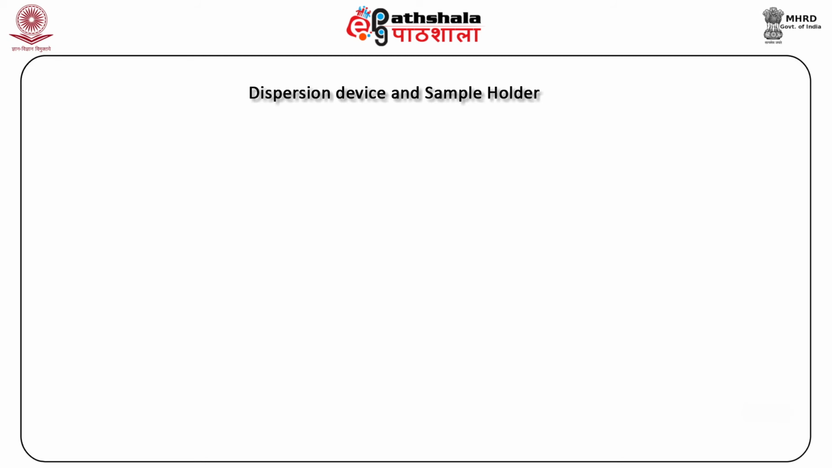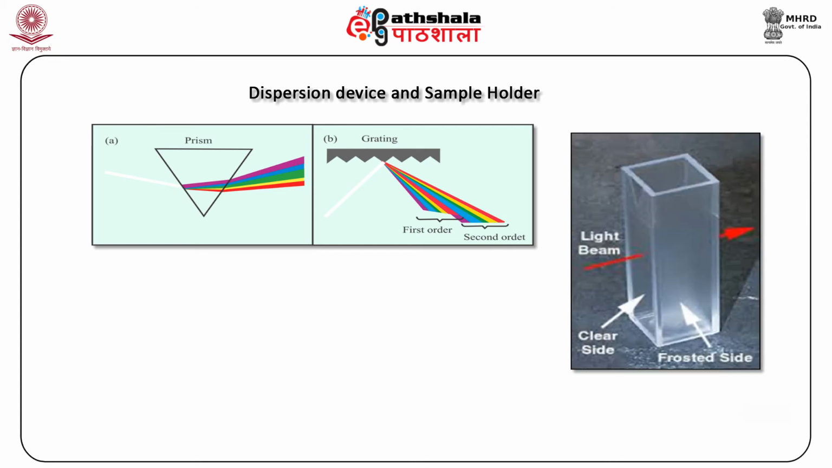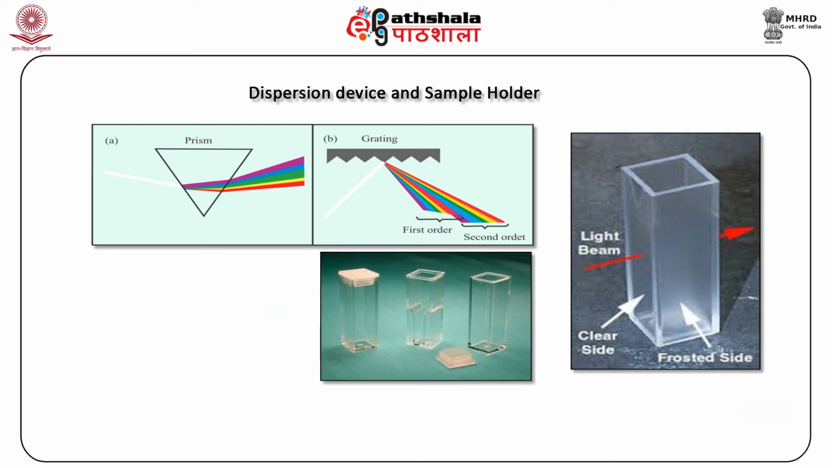Two types of dispersion devices, prisms and holographic gratings, are commonly used in UV visible spectrophotometers. In modern spectrophotometers, diffraction gratings are used as they are cheaper, easier to make, and give superior performance. The sample to be detected is placed inside the cell compartment of the spectrophotometer, and the monochromatic light is passed through the cell. The container which holds the sample solution is known as a cuvette.